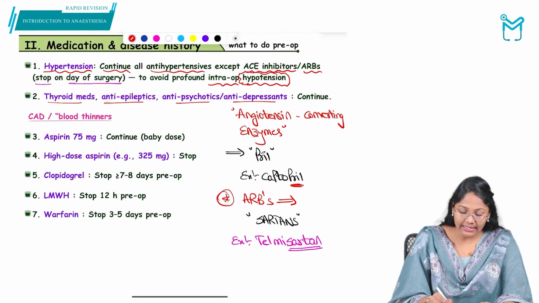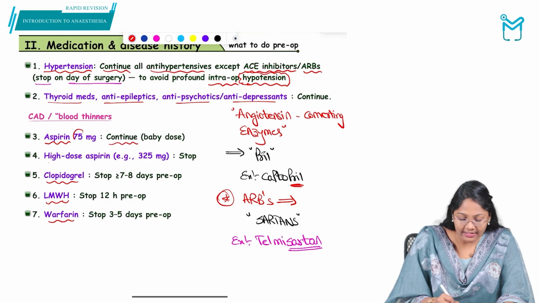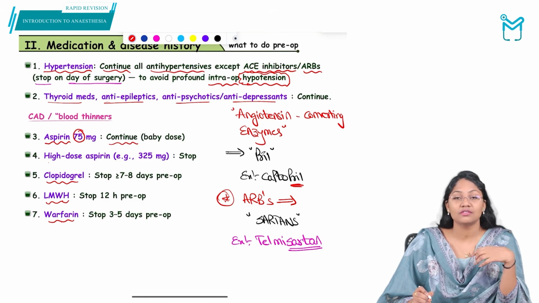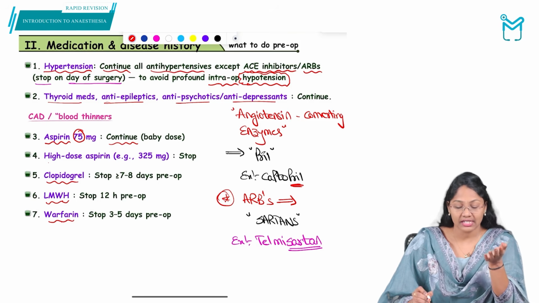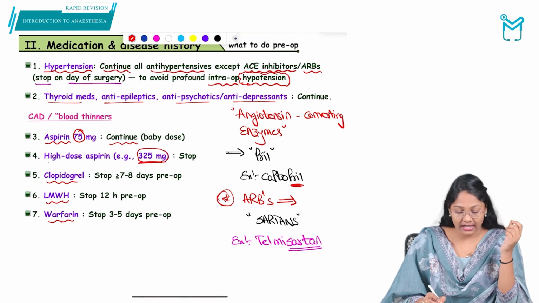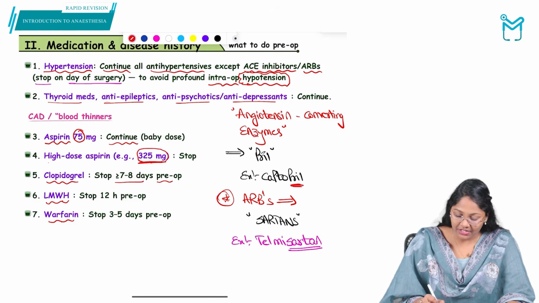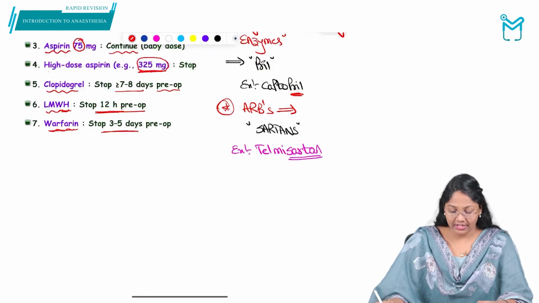Now coming to the next one, coronary artery disease, which involves blood thinners like aspirin, clopidogrel, heparin as well as warfarin. Aspirin we can ask them to continue because it is a very small dose, 75 mg is a very small dose. So we ask the patient to continue even on the operation day. But when there is a high dose aspirin such as 325 mg, we ask the patient to stop this drug. Now clopidogrel we ask them to stop 1 week before the operation, and heparin we ask the patient to stop 12 hours before, as well as warfarin we ask them to stop 3 to 5 days before.